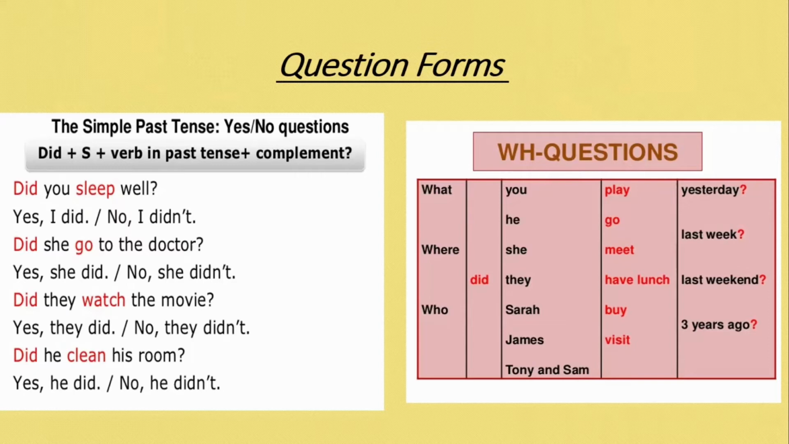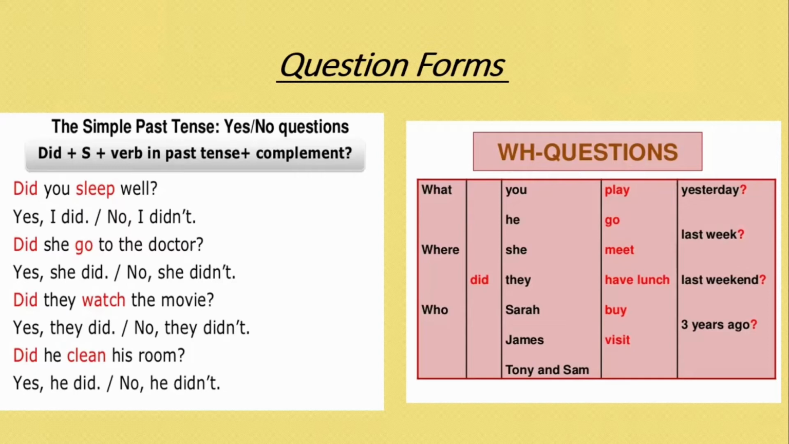So we use did as a helping verb, then the subject of the sentence, then the base form of the verb, then any complement or an object of the sentence, then the question mark. My answer is yes, plus the subject plus did, or no plus the subject plus did not as a short form. Yes, I did. No, I didn't. Yes, they did. No, they didn't. Yes, she did. No, she didn't.